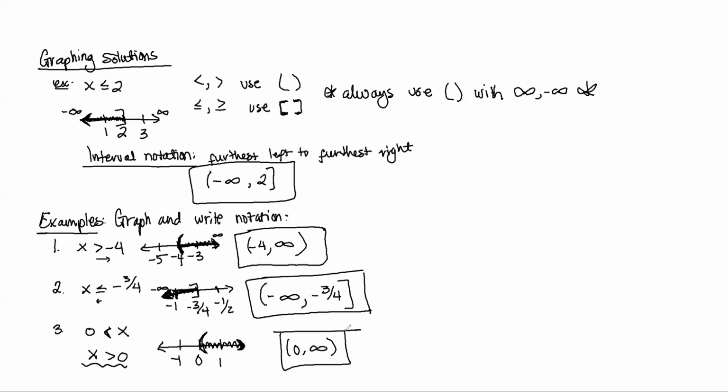All right, this next set of examples, we're going to be going backwards. And what I mean by that is we're given a graph and we want to write an inequality. So write an inequality.